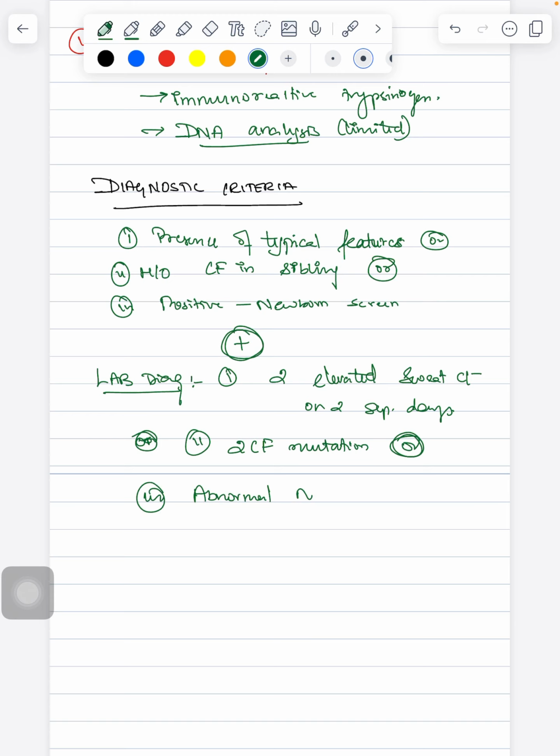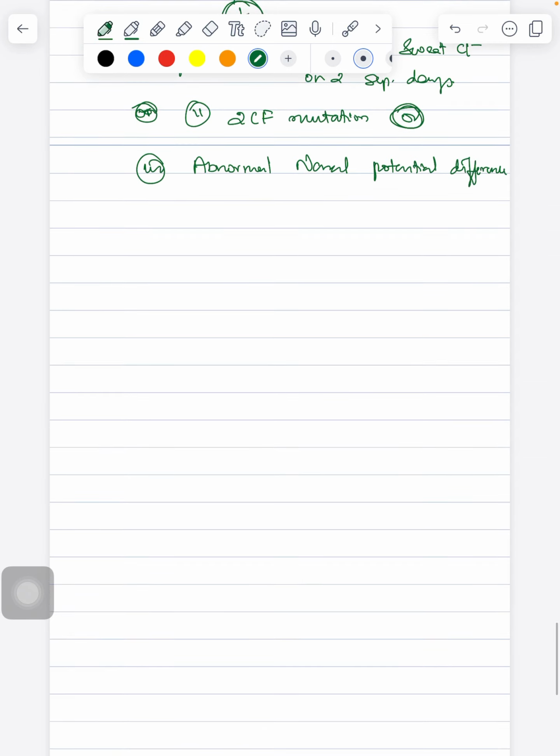So this is the diagnostic criteria to tell that the child is having cystic fibrosis disease. Okay, next, what will be your treatment? So first we'll go from the diet. You have to give a high calorie diet to this child. Secondly, you have to supplement vitamins.